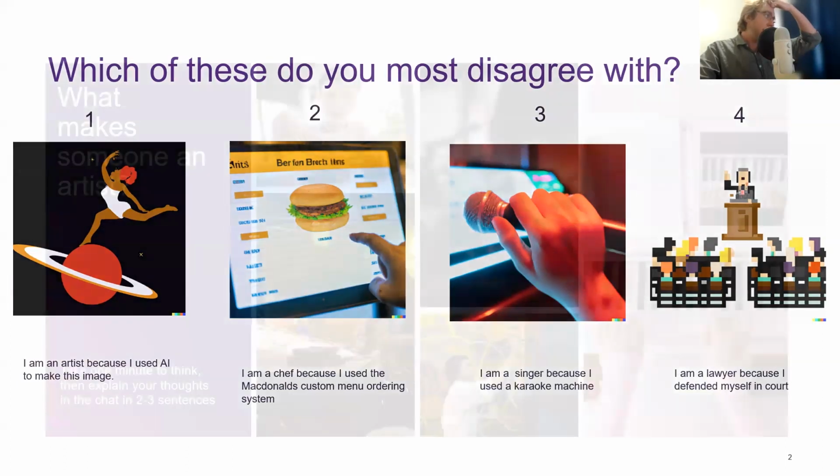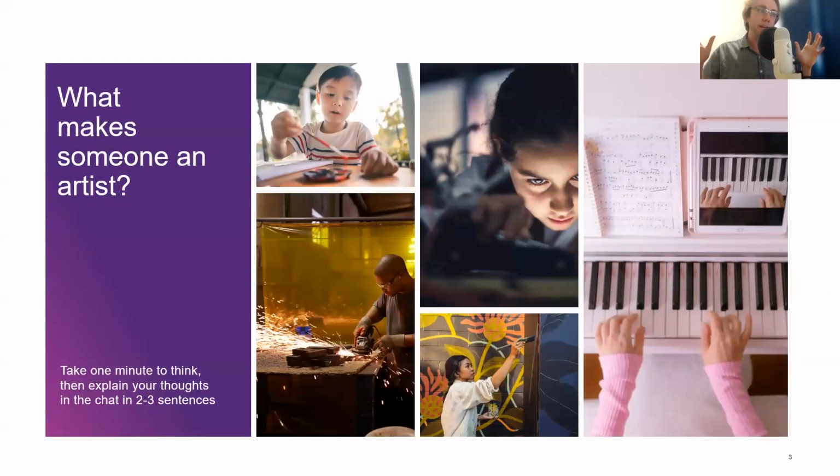So I want to do just another quick exercise for you, but I don't want you to write anything just yet. I want you to think about the question of what makes someone an artist. Think about this on your own, and in 60 seconds, write something down in the chat, just your thoughts in 2 to 3 sentences, but don't write anything until I say go. So I'll just have you do nothing for 60 seconds.